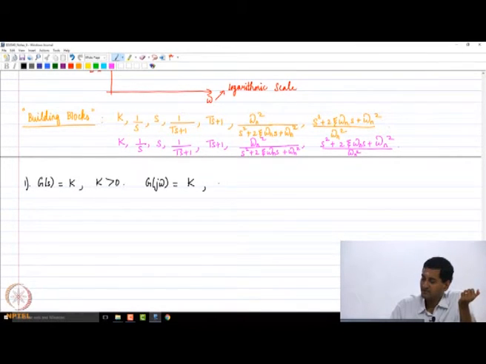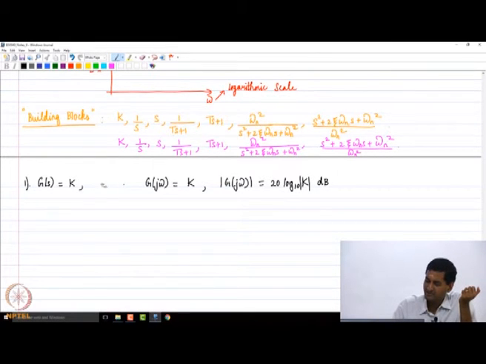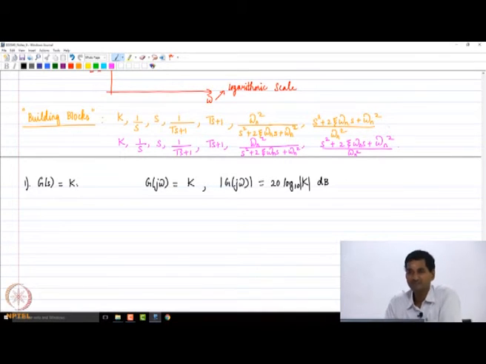Then the magnitude of g of j omega is going to be equal to 20 log to the base 10 of the magnitude of k, which is just k, in decibels. Or of course, k need not be positive, let's put the generic case: let's say k is some real number.